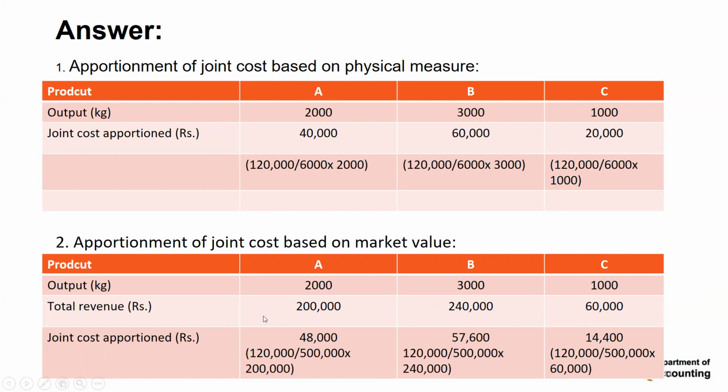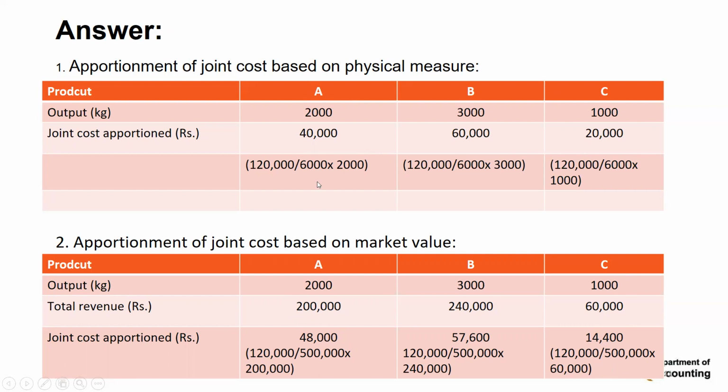So now you are allocating your 120,000 joint cost based on the revenue. If you take the total revenue, how much? 200,000 plus 240,000 plus 60,000. It is 500,000. So you divide your 120,000 joint cost by 500,000, that is the total revenue, and then you multiply it by 200,000 for product A, similar to the physical measures. Again, you divide 120,000 by 500,000 and multiply it by 240,000 for product B. You get the answer 57,600. Previously, for product A, the joint cost is 48,000. And when it comes to C, you again divide 120,000, your joint cost, by 500,000, your total revenue, and multiply it by 60,000. Your answer is 14,400.